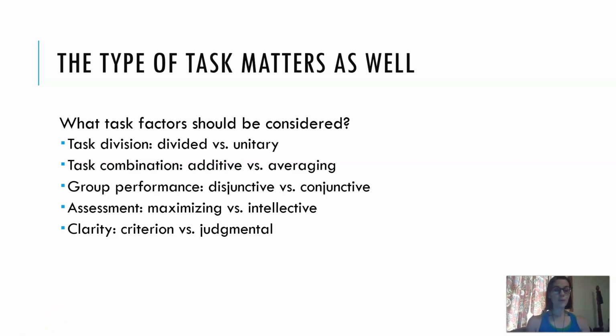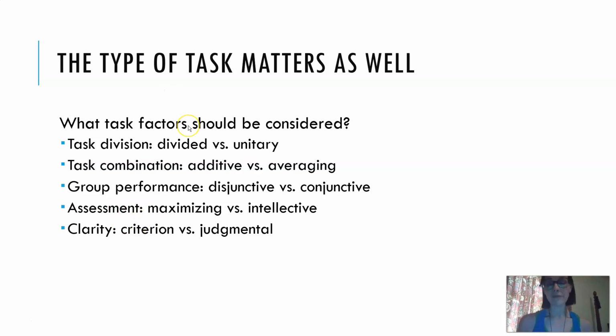One of the things for these intellective tasks, where we're looking at the processes or the quality of the decision that's made, is that we can either do what is called a criterion task or a judgmental task. With a criterion task, the group is going to see that there is a clearly correct solution to the problem. On the other hand, with a judgmental task, there is no correct answer. So it's all about using one's best judgment.